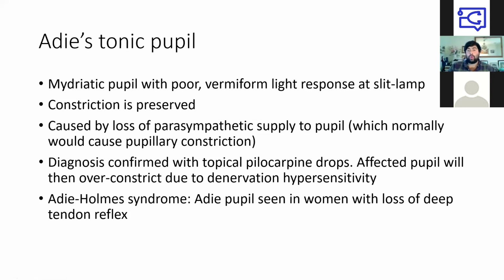And just to be aware that sometimes you might see an Adie's tonic pupil in the context of Holmes-Adie syndrome, which might be like in an SBA, a woman presenting with anisocoria, and then you perform a neurological examination and they have loss of deep tendon reflexes. So if you see that in an SBA, you're thinking about Holmes-Adie syndrome. But again, consider it to be a benign phenomenon, which is why the answer in this situation was reassure and discharge.